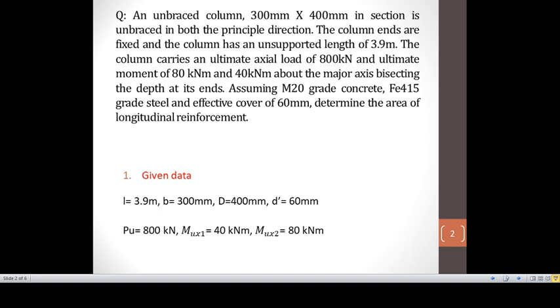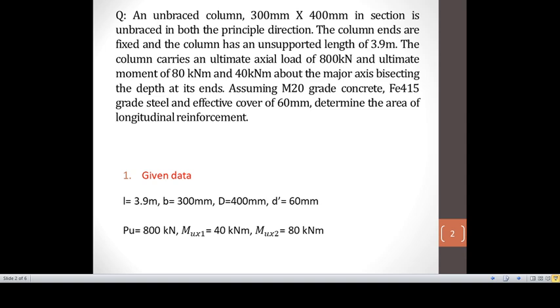It is clearly mentioned this is acting about the major axis. Usually the major axis is taken as xx, which is bisecting the depth. So the major axis is x, bisecting the depth at its ends. So these are the moments which are available at the ends. The column has both top and bottom ends. So the 80 kilonewton meter moment may be acting at the top, and 40 kilonewton meter may be acting at the bottom.